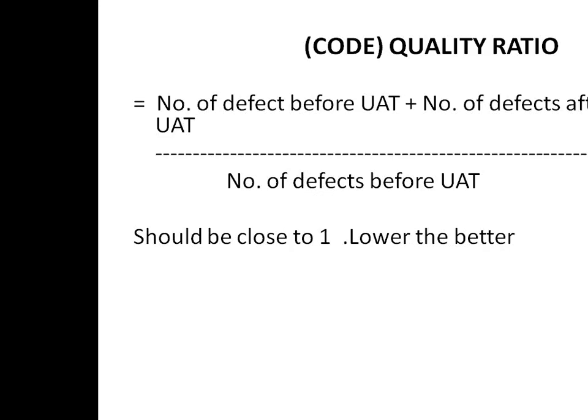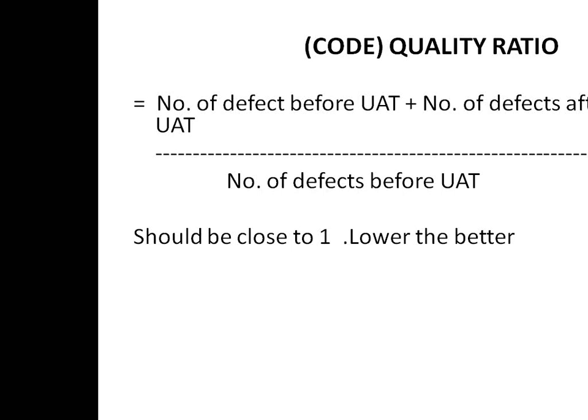The second most practical ratio in the software industry is the quality ratio. See, without quality, everything will be rejected. So what is a code quality ratio, or simply a quality ratio? Number of defects before the UAT plus number of defects after the UAT divided by the number of defects before UAT. So this ratio should be close to 1.